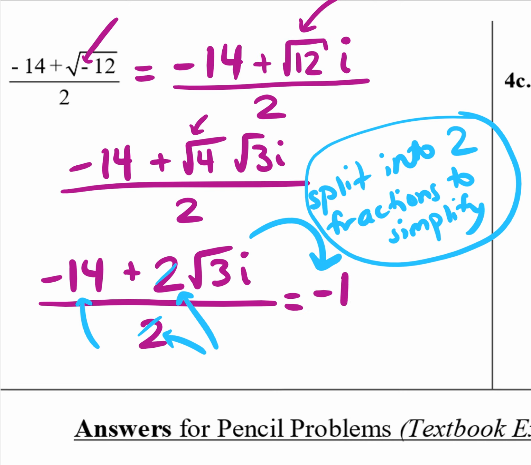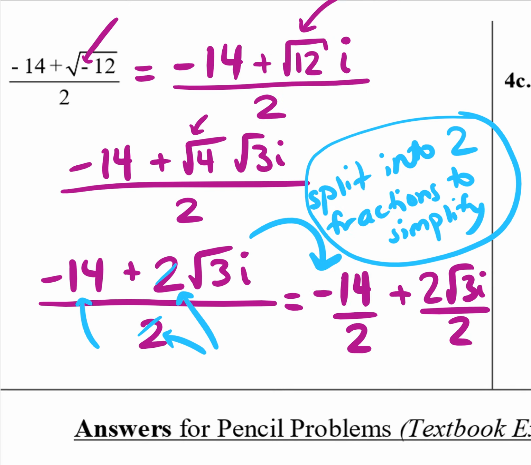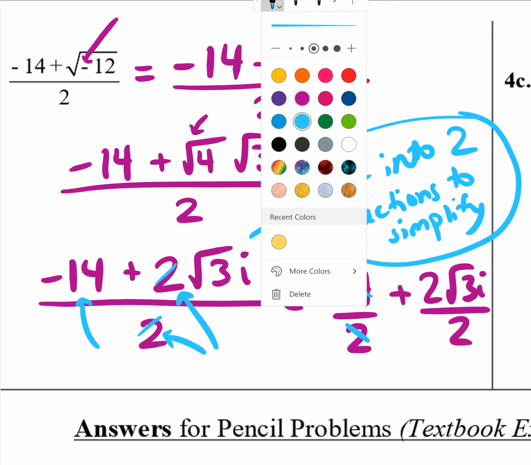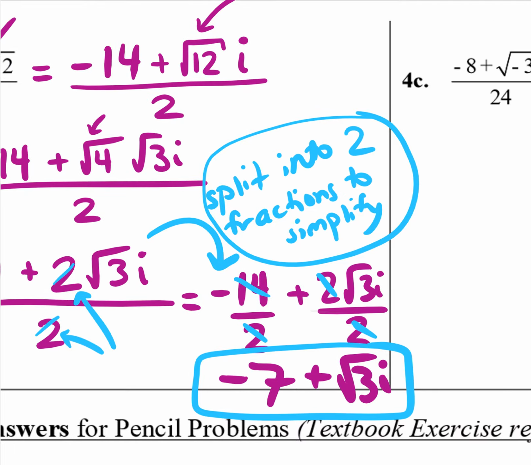So just so I don't try to cancel the wrong things, I'm going to rewrite it. Negative 14 over 2, giving it its own denominator, and then 2 root 3 i over 2. That way I know what's okay to cancel. 2 goes into 14 7 times, so that becomes negative 7, just this portion here. Plus, these 2's just cancel, the ones next to and above the square root of 3. So we end up with negative 7 plus root 3 i.